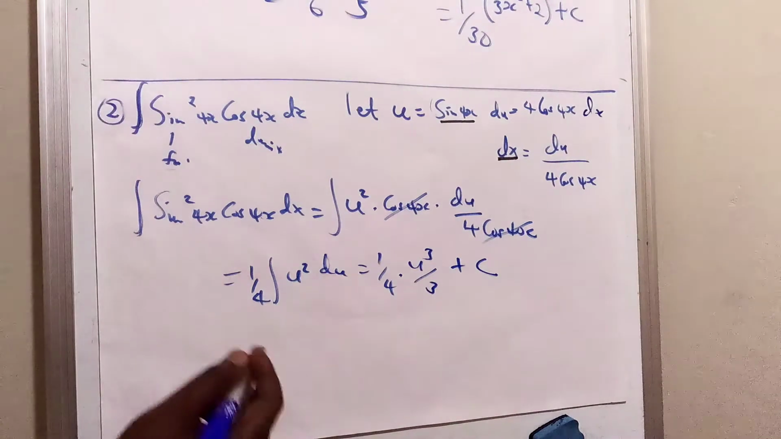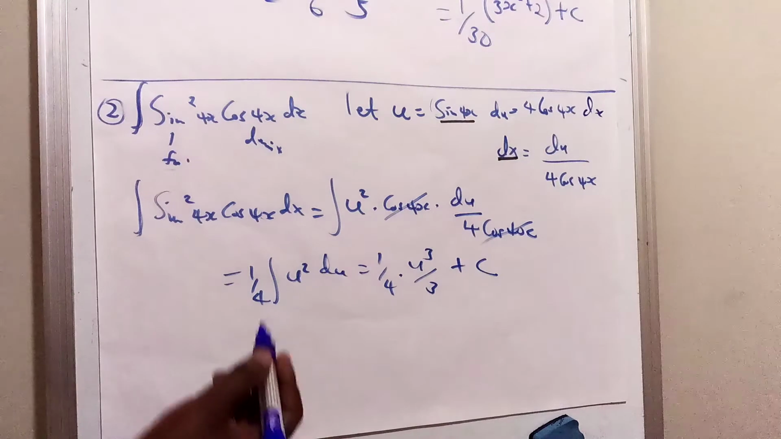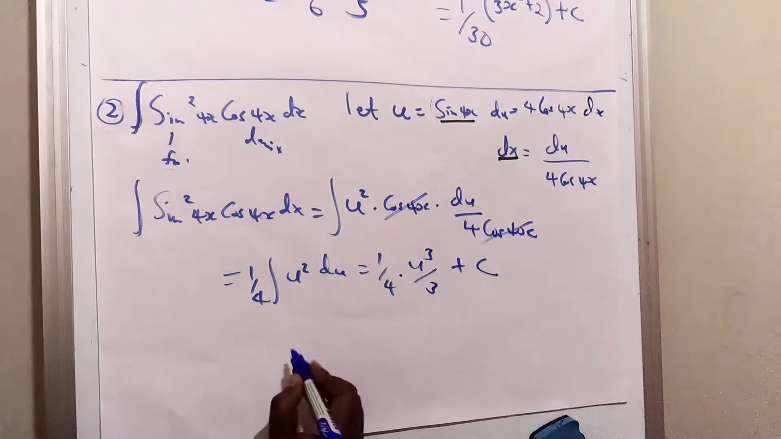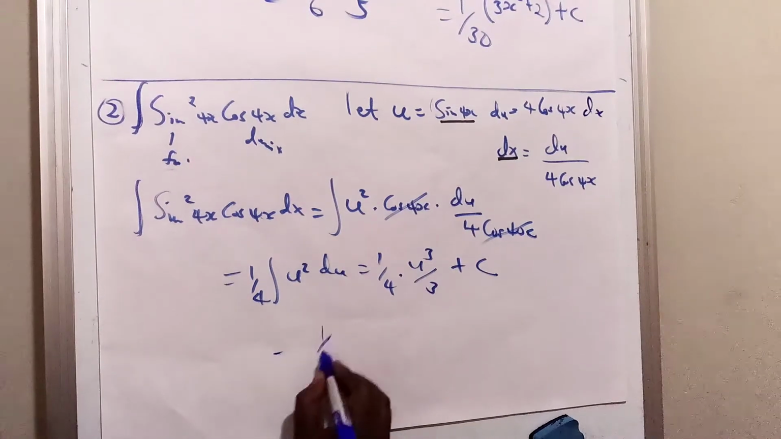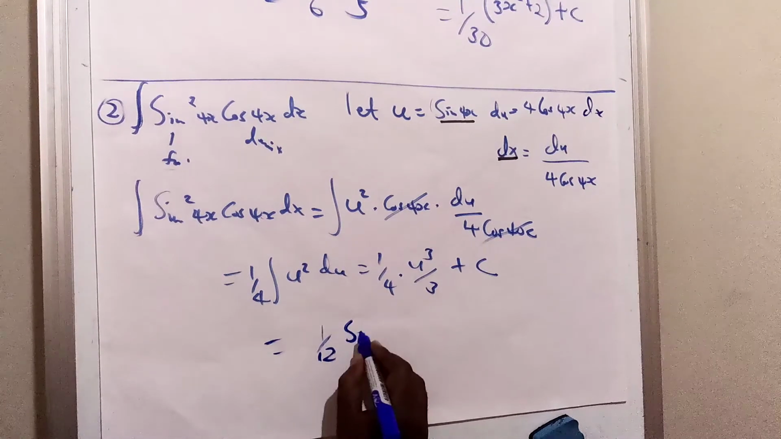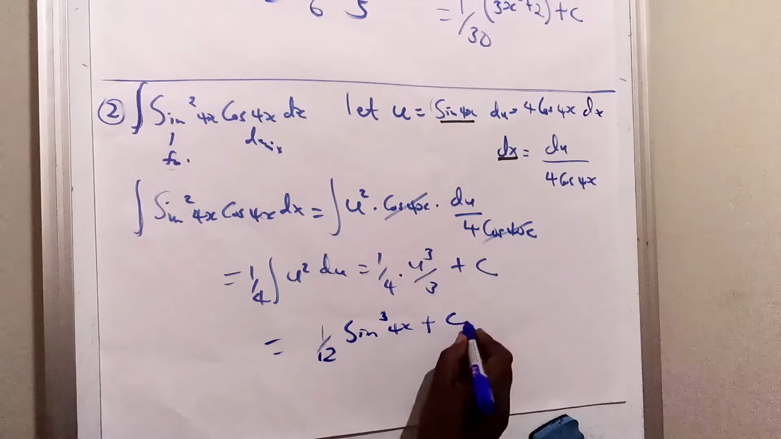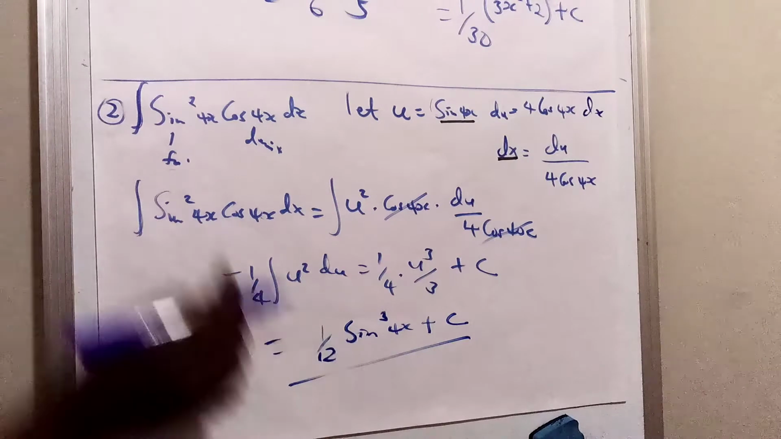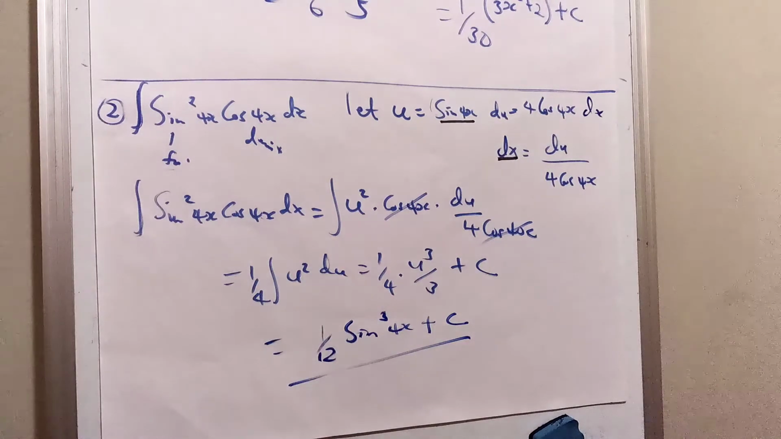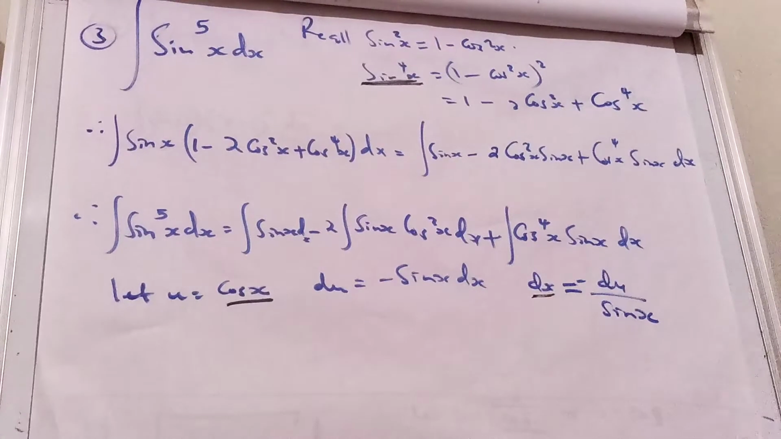So since u is sine of 4x, this should be a 12th of sine cubed of 4x plus a constant. So this is how we change variables. Alright, we are trying out more examples. We are still changing the variable.